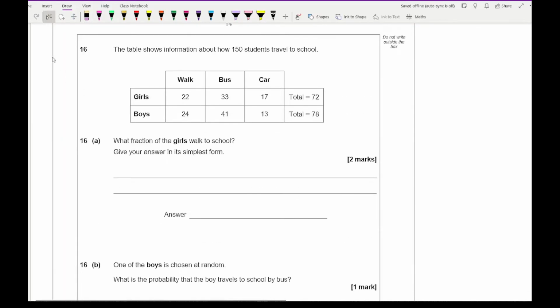Moving on to question 16, it says the table shows information about 150 students and how they travel to school. It asks what fraction of girls walk to school. So we're just looking at the girls column, so it's out of 72. And how many girls walk? Well, it's going to be 22. And then I want to give my answer in its simplest form, so it's going to be 11 over 36. So the answer then is 11 over 36.